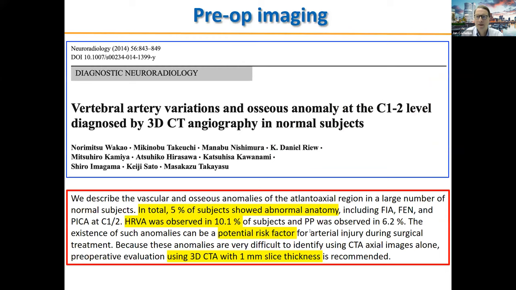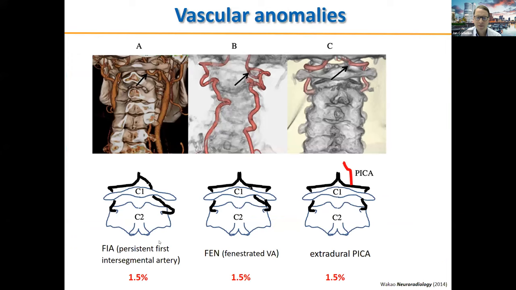And when talking about these anomalies, it's very useful to study a preoperative CT and a CTA. Then you may find, like here, a first intersegmental artery or a fenestrated vertebral artery, and both these malformations or vascular anomalies have a course of the artery right at the place where you want to put a C1 screw. Other anomalies are, for example, an extracranial or an extradural PICA origin.